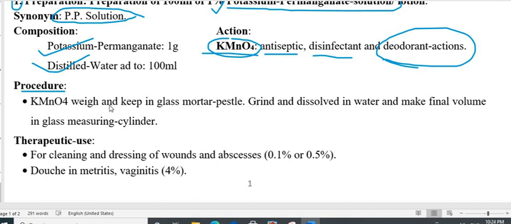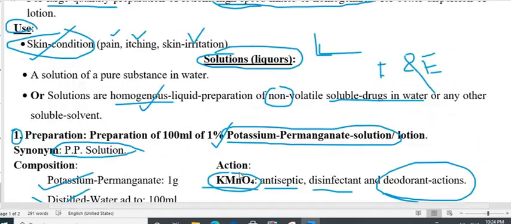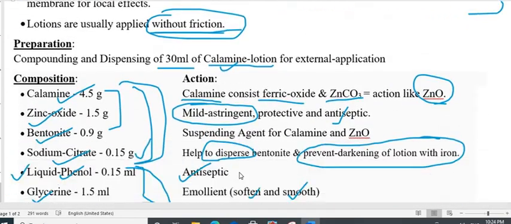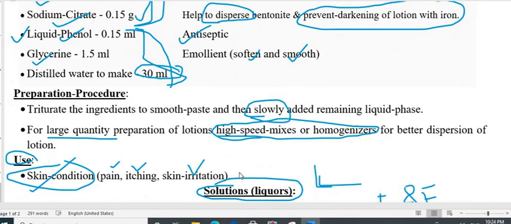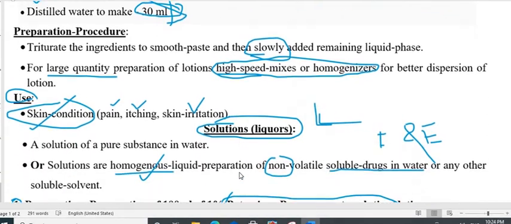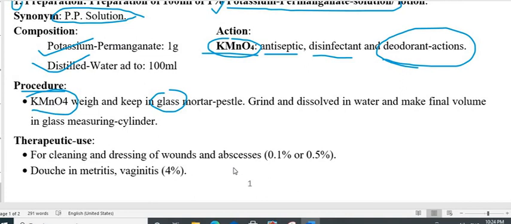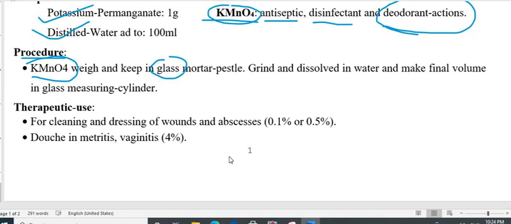So what is the procedure for preparation? Only one component is there, that is the potassium permanganate. So take it in the mortar and pestle, triturate it, and it is better to prepare this solution in a glass mortar and pestle. This is very, very important, that you are going to make it in the glass mortar and pestle. So you have to keep it in mind to use the glass mortar and pestle. Triturate it and make the final volume in the measuring cylinder.